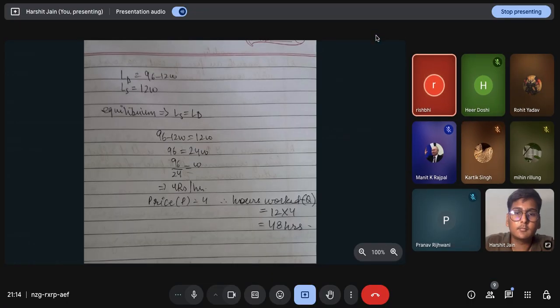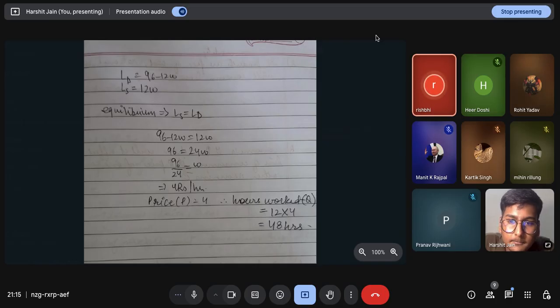Basically there are two equations, right? Equilibrium is achieved when labor supply is equal to labor demand, so I've just equated the equations. Like we did the quantity demanded and quantity supplied question in the last CLA, it's the same thing with labor. If that question didn't come, do it the same way. Basically 96 minus 12W is the demand equation, and 12W is the supply equation. When you equate them, you get equilibrium. Whenever they say free market, they mean equilibrium. So the wage rate becomes 4 rupees per hour.